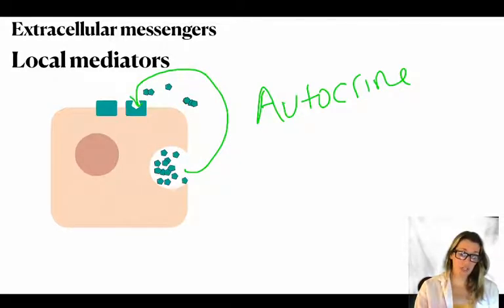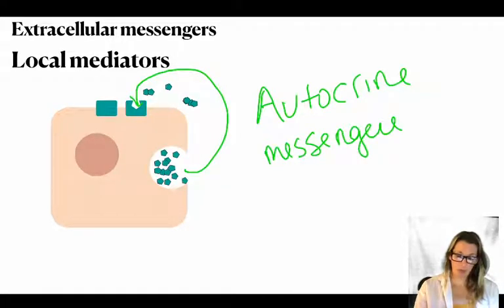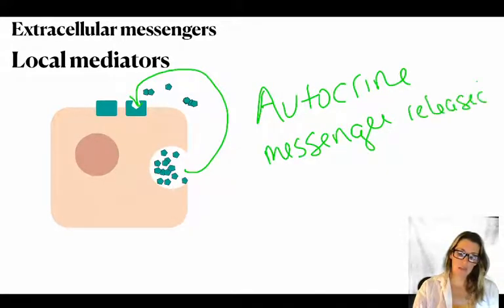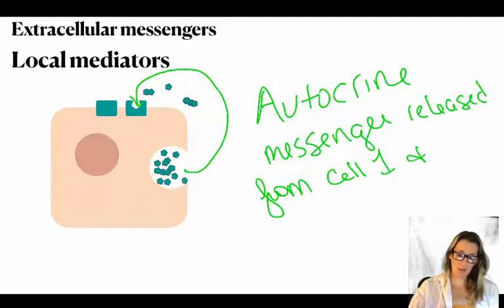So the messenger is released from the cell. Oh, messenger doesn't have an E on the end. The messenger is released from cell 1 and acts on cell 1.